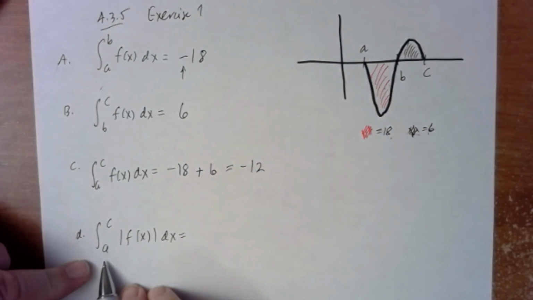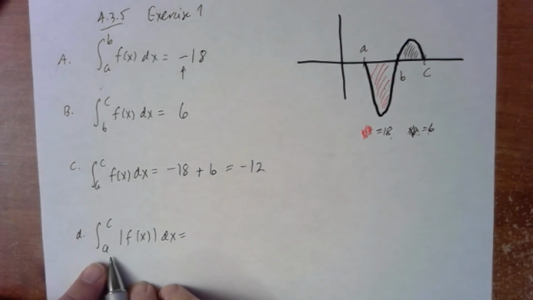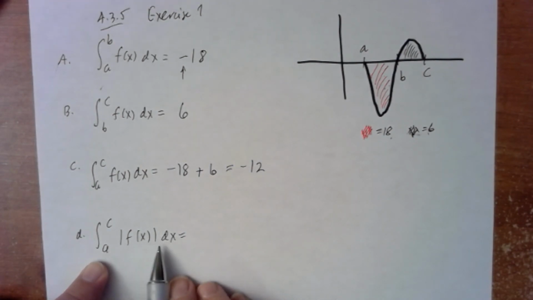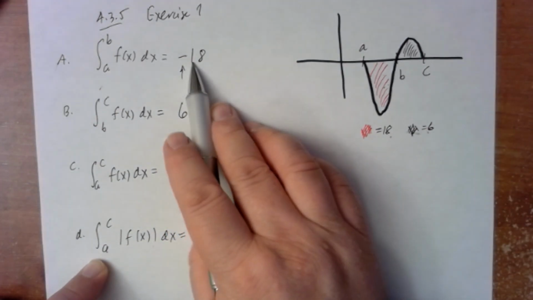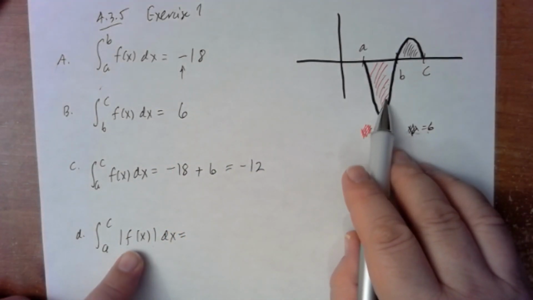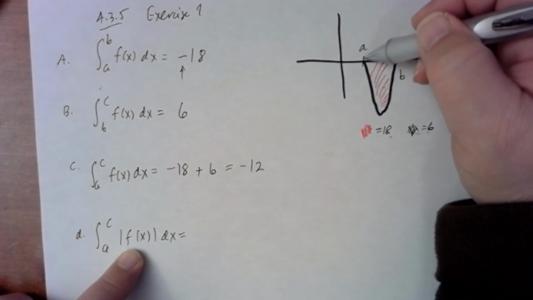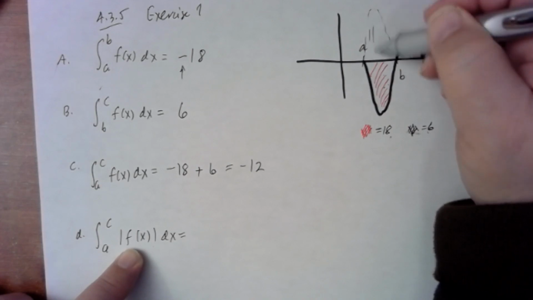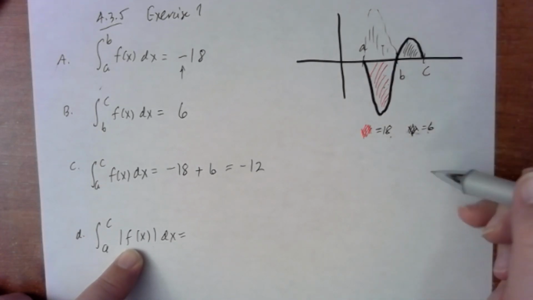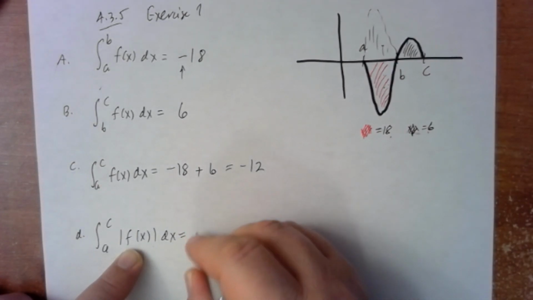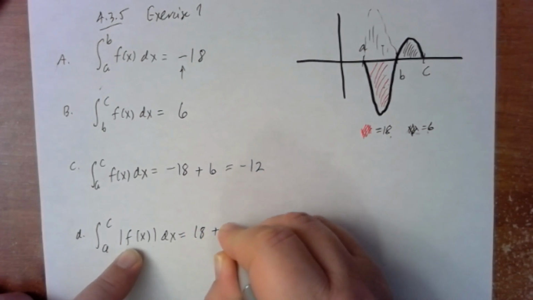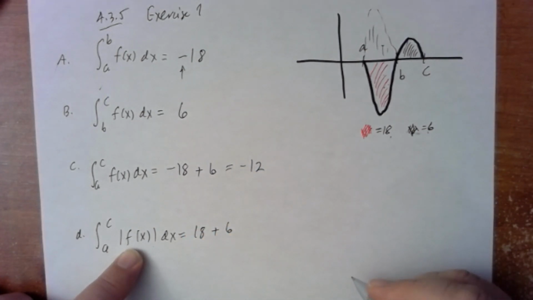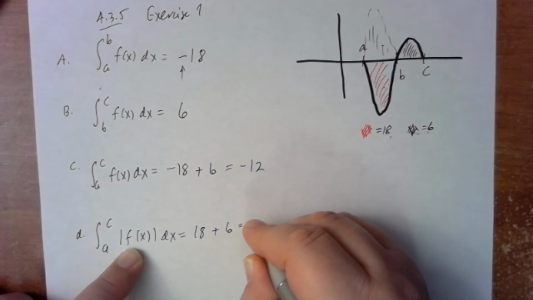And then the last one is kind of interesting. We're taking the integral from a to c of the absolute value of f of x. And so rather than having a negative 18 here, when you take the absolute value of this function, it actually pops it up here, right? So that the area then becomes a positive 18. And so this is going to be positive 18 plus positive 6. Good. Let's see, what is that, 24?